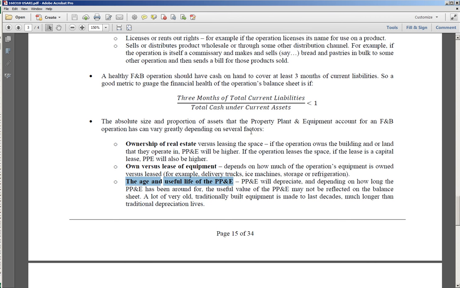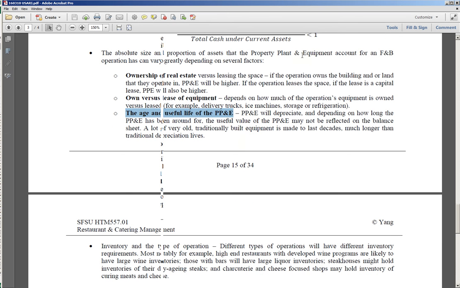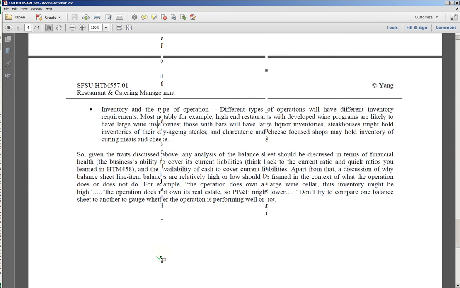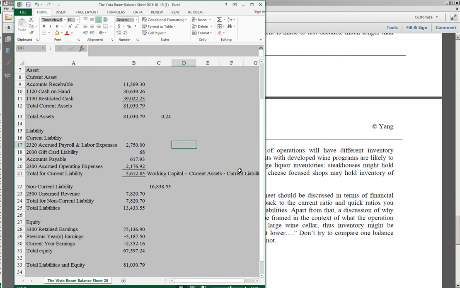So again, the size and proportion of assets that are held in PP&E will vary greatly, mostly depending upon these three aspects. Okay. And the last thing to think about, ooh, I don't know why my screen is doing that. But maybe we'll go back.